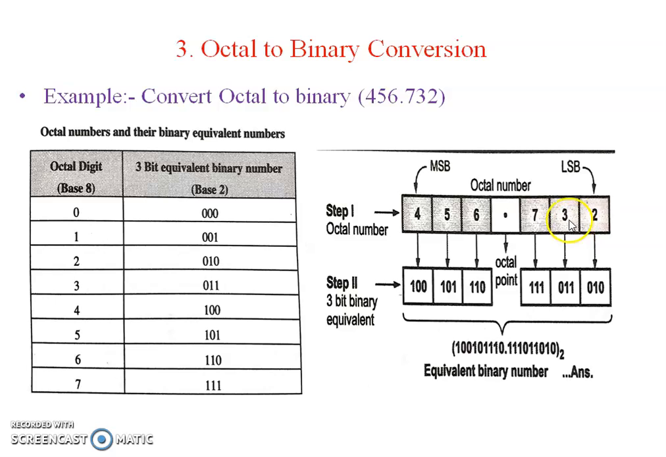Now our next digit is 3. So we write its 3-bit binary equivalent, 011, and so on. So this is our binary equivalent. This is our final answer. It means that we have converted an octal number to a binary number.